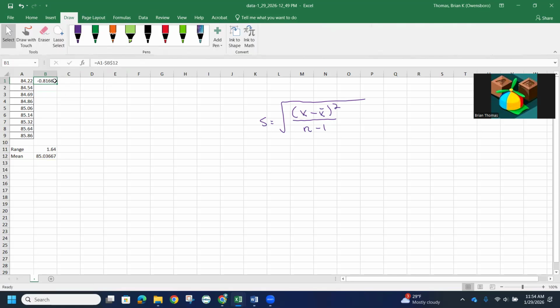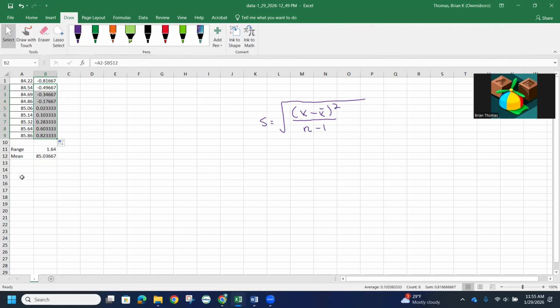now if I drag this down, I should have A2 here, not A1. Let's see here. There he goes. So now notice it is doing the 84.54, but B12 is still that same cell. So if I drag this on down, it should give me these values here.